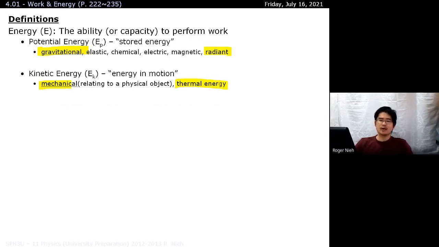So in today's lesson, we're just going to be strictly focusing on mechanical energy. So gravitational potential energy, which is mechanical energy, as well as kinetic energy. So the energy stored in physical objects, that's our primary focus right now.